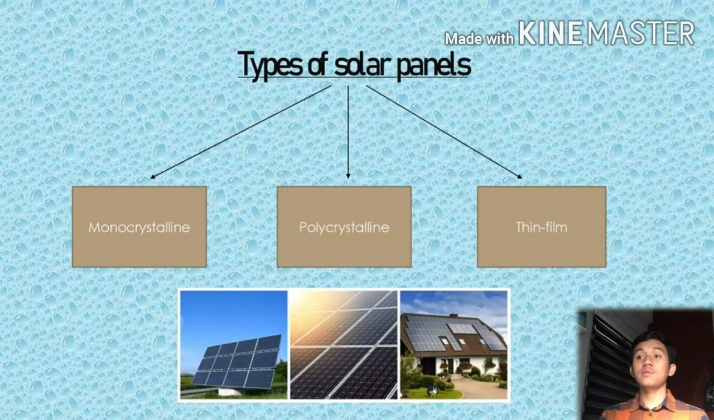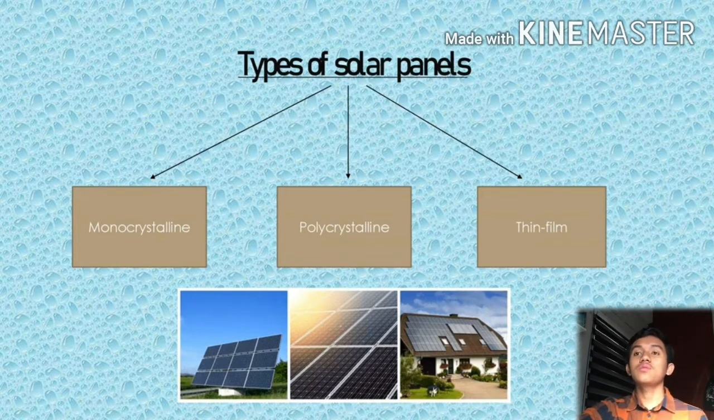They have 3 types of solar panel. The first one is monocrystalline, the second one is polycrystalline, and the last one is thin film. Okay, the difference between these 3 types: the first one is monocrystalline. If you see a panel with black cells, it's most likely a monocrystalline panel, and the cells appear black because of how light interacts with the pure silicon crystal.